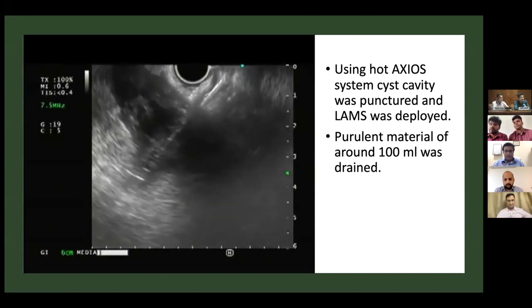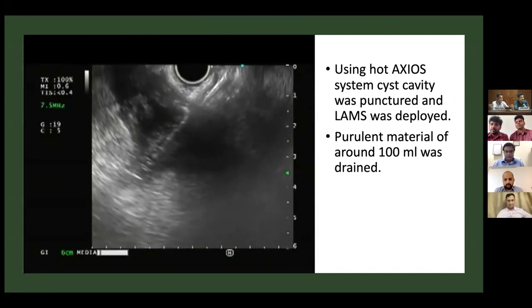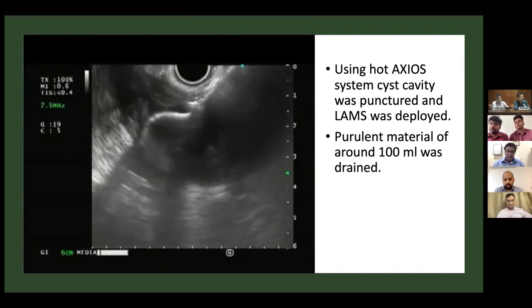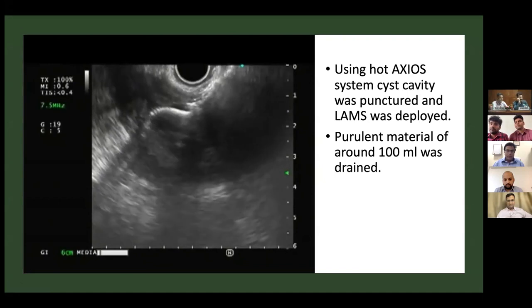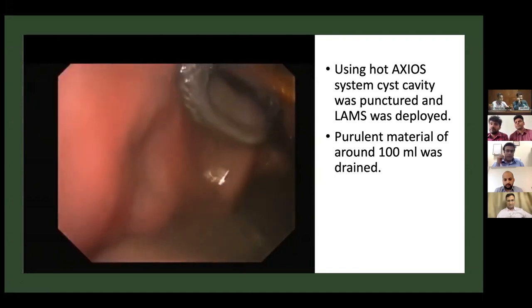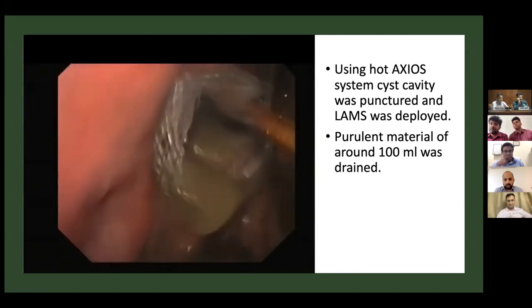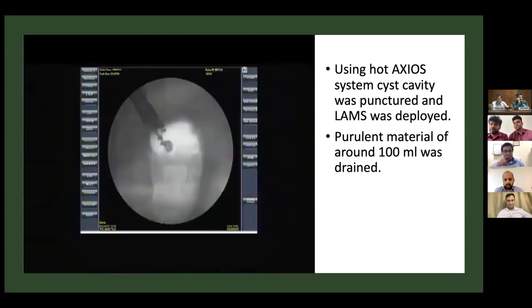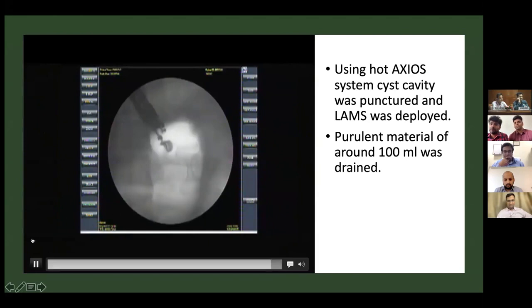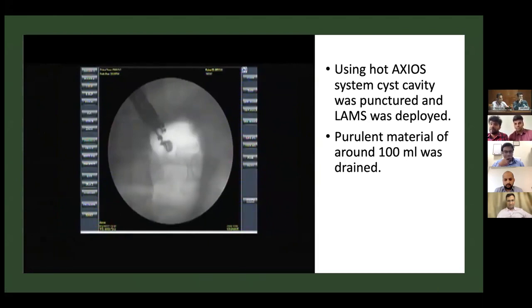What we had done was put a lumen opposing metal stent in this patient. About 100 ml of purulent discharge was drained and sent for culture and sensitivity. The culture sensitivity identified Pseudomonas putida as the organism, and the appropriate antibiotic was started based upon the culture sensitivity report.